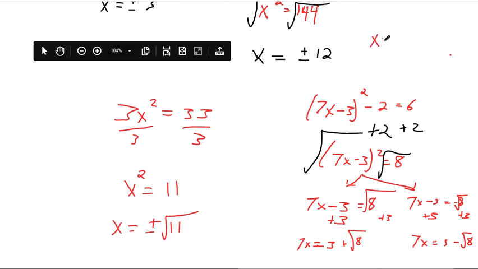So this is, it's almost finished. When you divide both sides by 7, you're going to get x equals 3 plus the square root of 8 over 7. And then over here you're going to get 3 minus the square root of 8 over 7 when you divide both sides by 7.